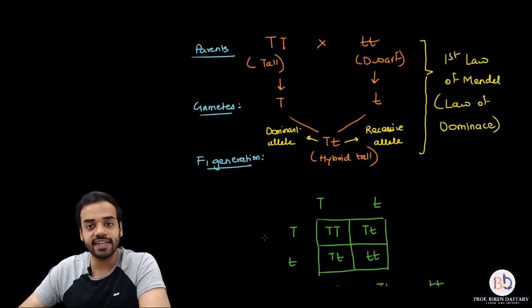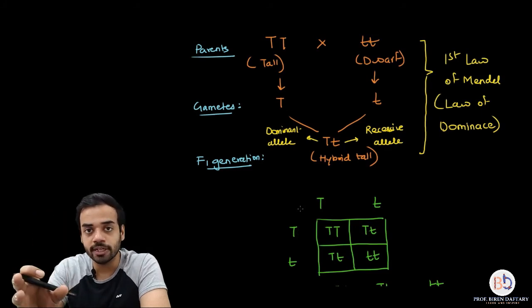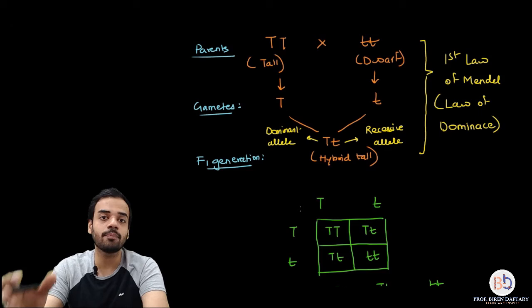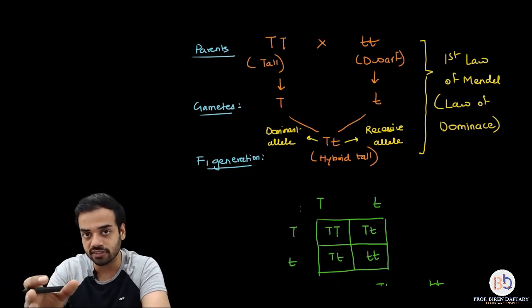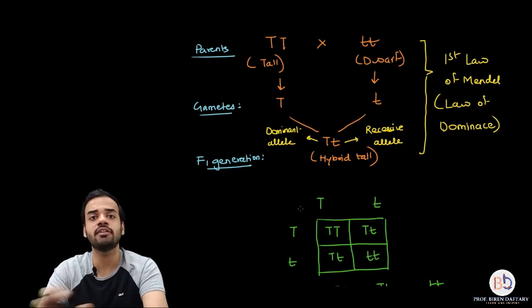Now coming to the second law. The second law of Mendel also uses the monohybrid cross, but here we have to show the entire monohybrid cross right up till the F2 generation. Please remember, if law of dominance or first law is asked, just show the cross up till the hybrids, no need to self the hybrids.